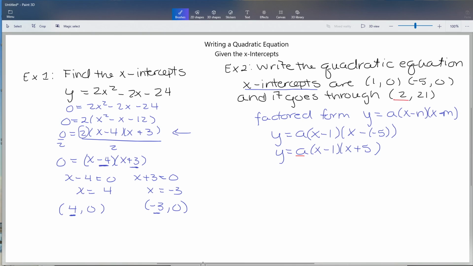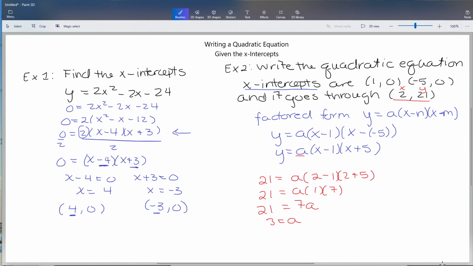So here's where we're going to use our third point. So I'm going to plug this in for x and y, and that should allow me to find a. So 21 equals a times 2 minus 1 times 2 plus 5. Okay, and then I'm going to simplify in my parentheses. So I have 2 minus 1 is 1, 2 plus 5 is 7, right? And this is going to be 7a. Okay, I can divide both sides by 7, and I have my a value is 3.